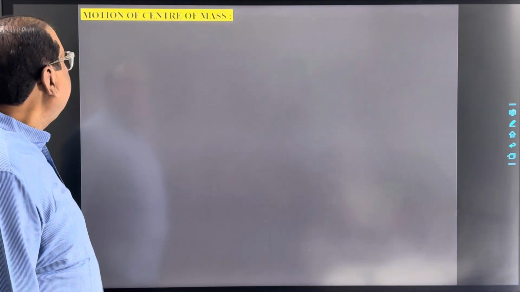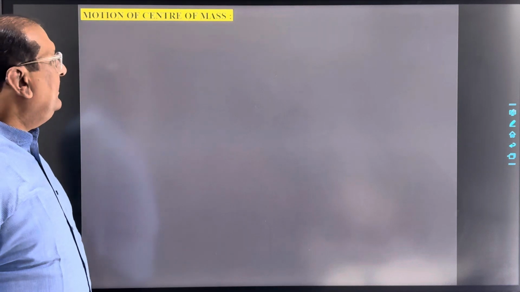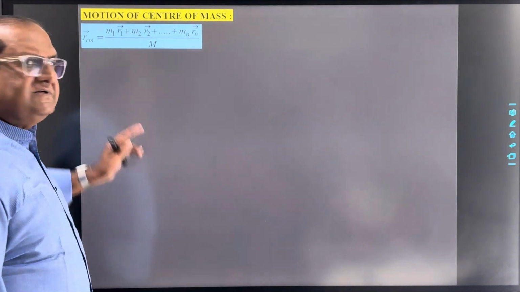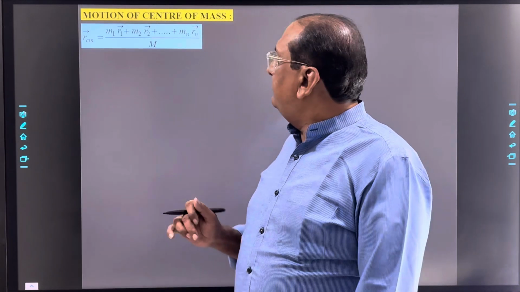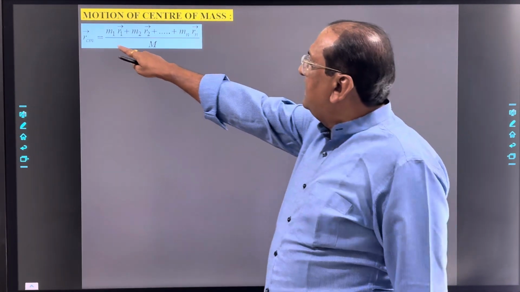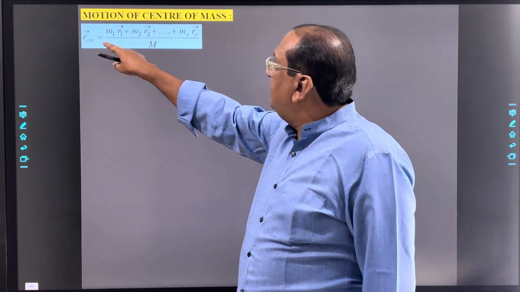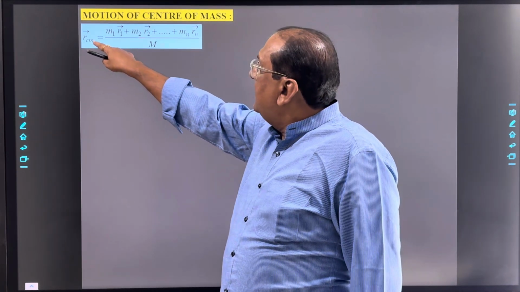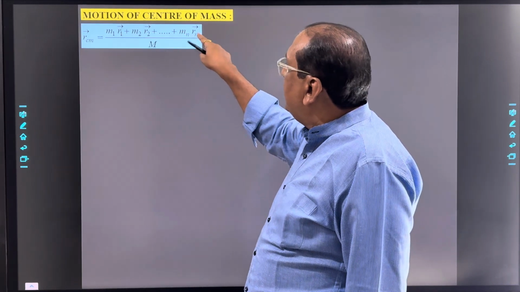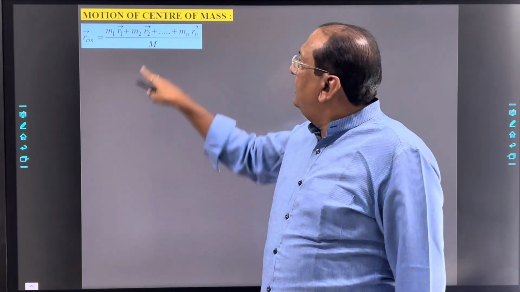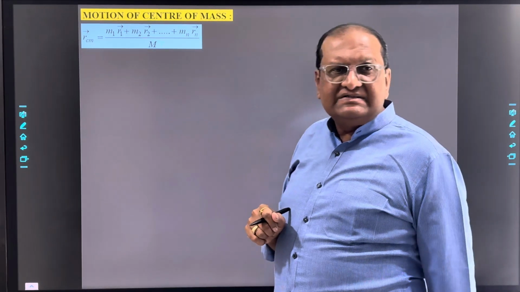Now, next topic: motion of center of mass. We already discussed the position of the center of mass and the position vector for the center of mass of a system having n particles, that is R_CM = (M1R1 + M2R2 + ... + MnRn) / M, where capital M is the total mass of the system.